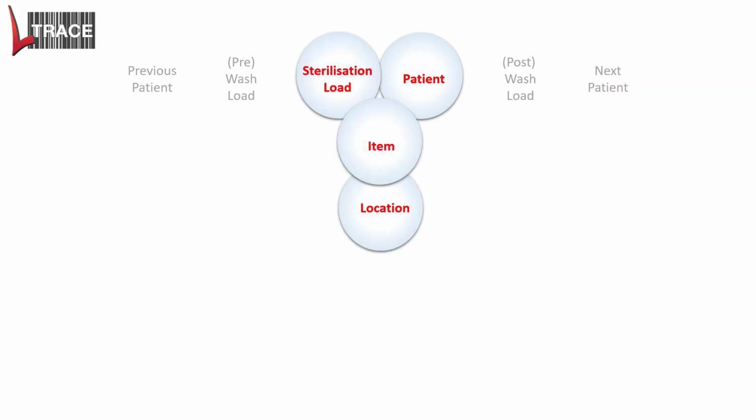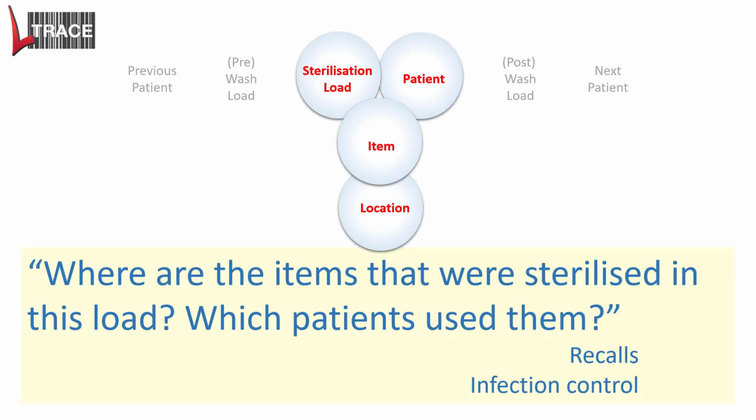But this is really what I've been building up to, something much more complex. Let's have a look at what's happening when you combine data from a number of tables. In this case, let's look at sterilisation loads, patients, items, and location. I've mentioned this a number of times so far, but let's bring them all together. Where are the items that were sterilised in this load? So you've got a sterilisation load, you've got a problem. Whereabouts are they? Which patients used them?